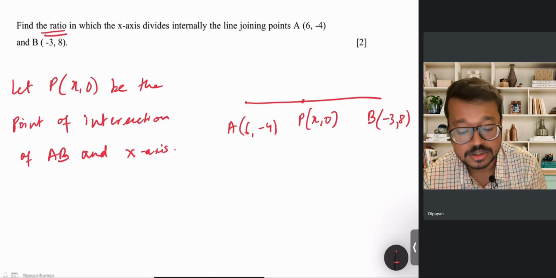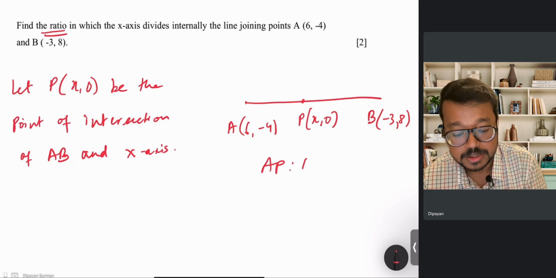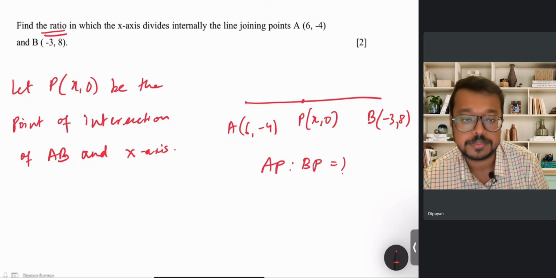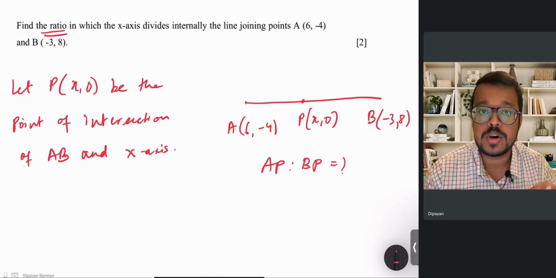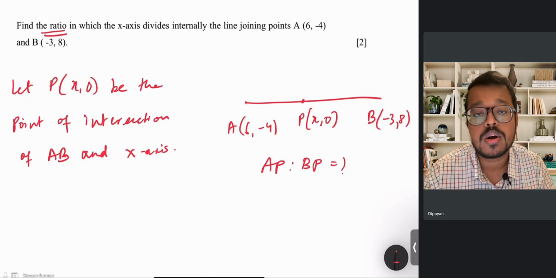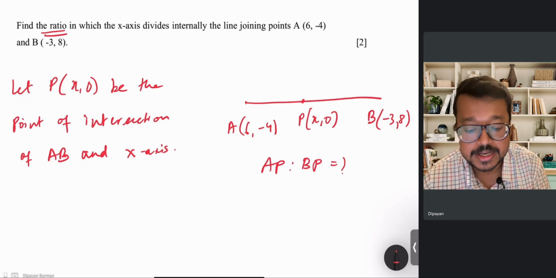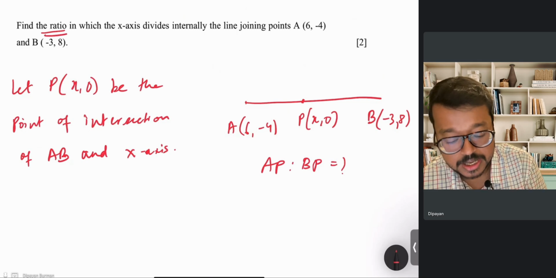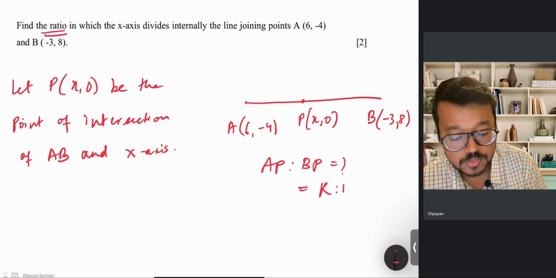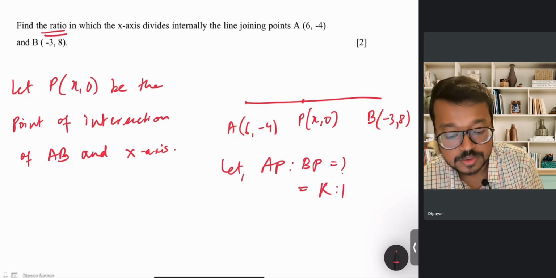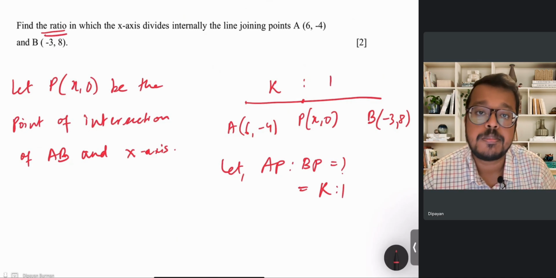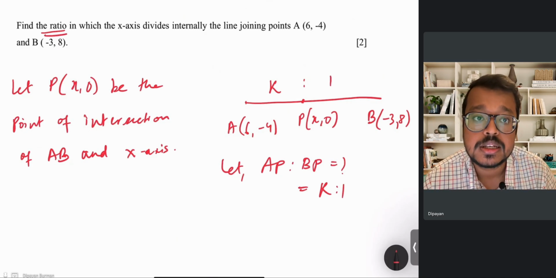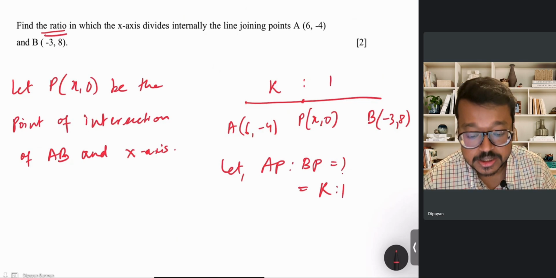Okay, that makes sense. Now we have to find the ratio in which the division is happening. They are asking the ratio AP is to BP. Now either I can assume the ratio to be m1 is to m2, or I can also assume the ratio to be k is to 1. So let the ratio AP is to BP equal k is to 1. So this is k, this is 1. The rough figure will really help me apply the section formula correctly. So it's always a good practice to do that.